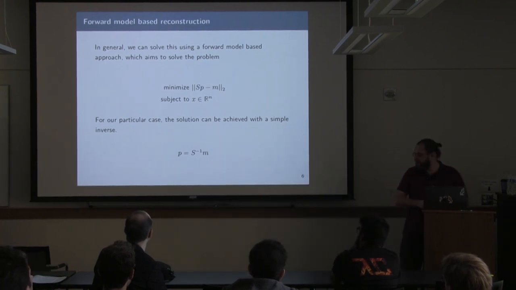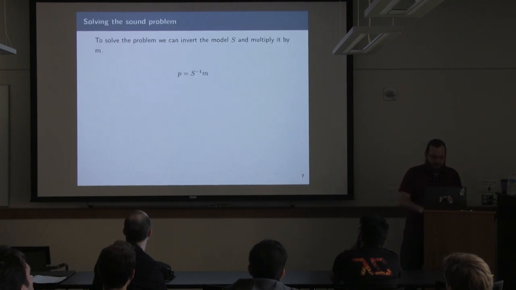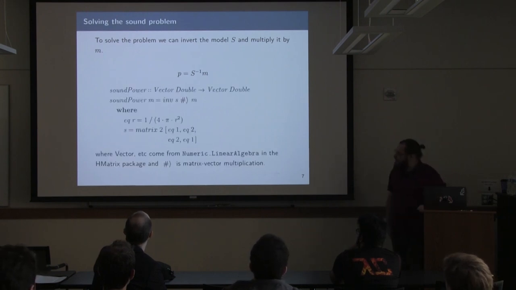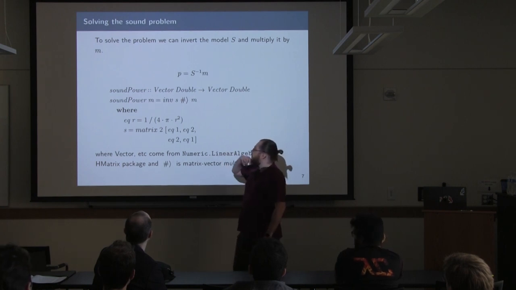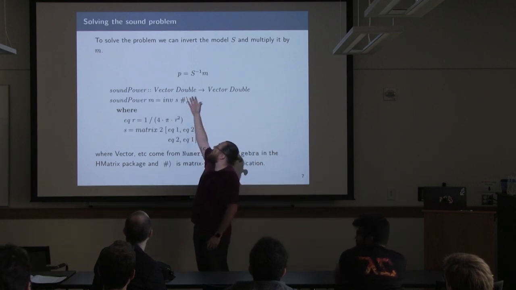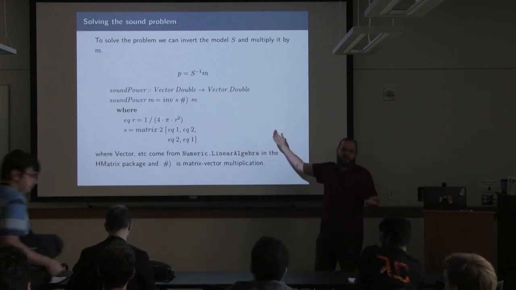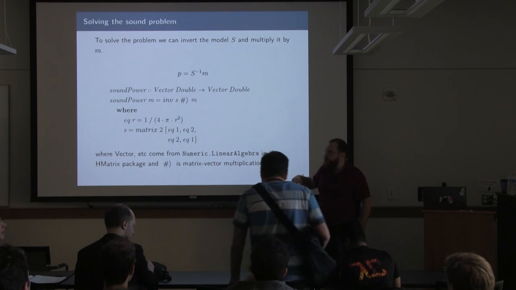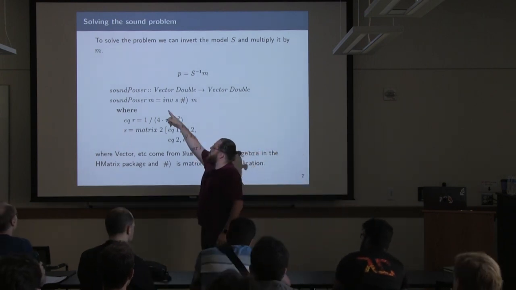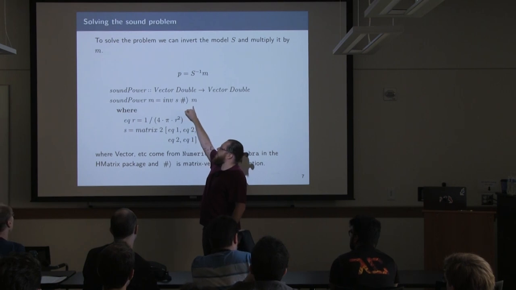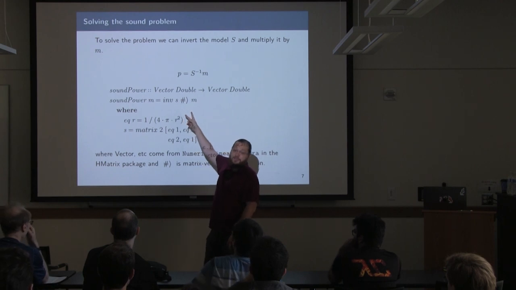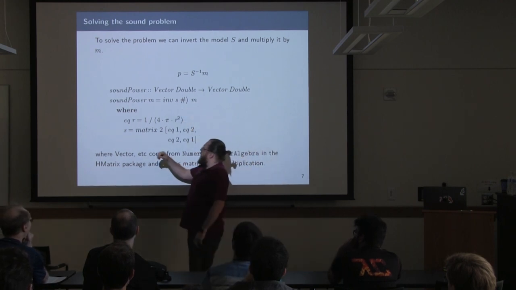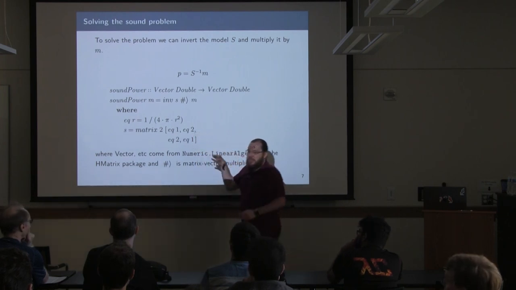So we want to write a Haskell program to figure out, given our measurements, what the sound power was. Again, we have that equation, and we'll just write it up in simple Haskell. We have a function soundPower that takes a vector of doubles and gives you a vector of doubles. You can think of this as from the vector library, but you can think of it as a list. We take the inverse of S and do the matrix vector multiply by M. This operator is a little funny the way it's written, but that's just how it is in the linear algebra package for Haskell. And here we have to construct our matrix S, what our model is.